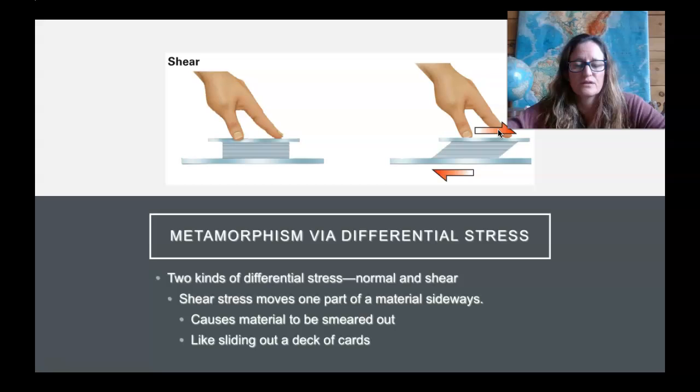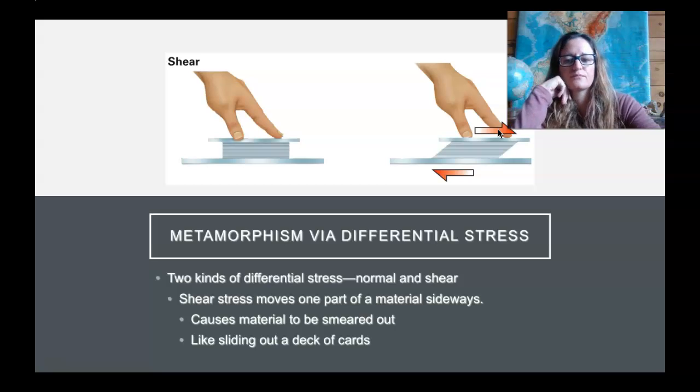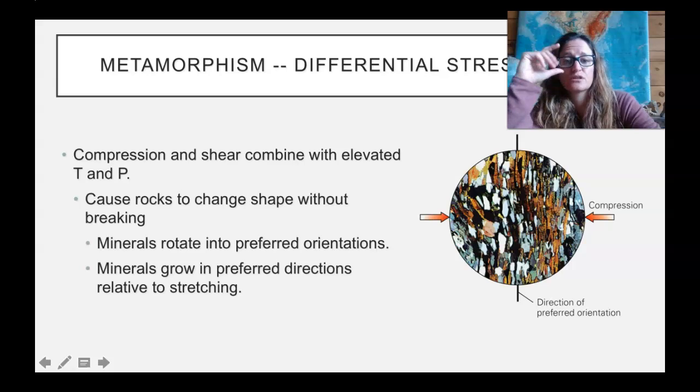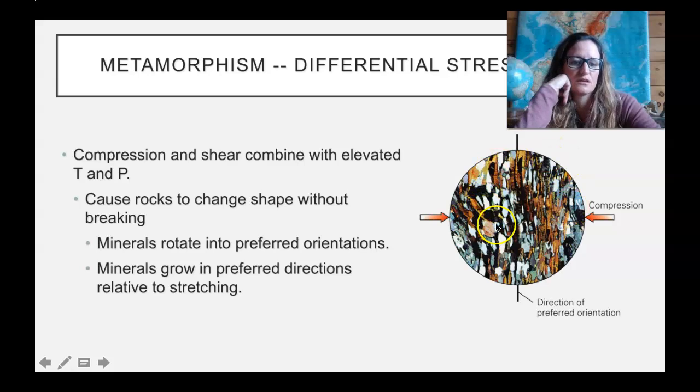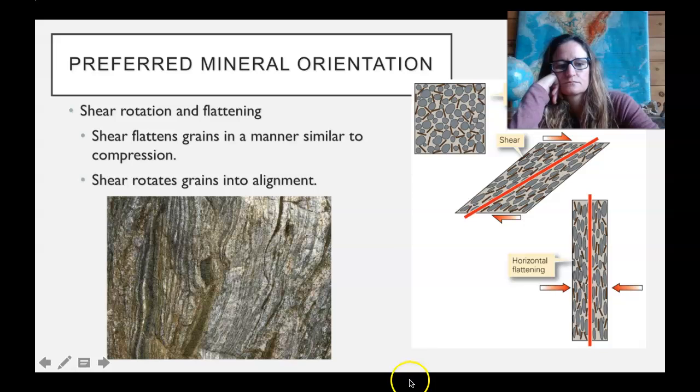Differential stress. So we can shear the rocks. We've taken a stack of cards and sheared those cards. The normal stress would just be like this, and the shear would be like this. The shearing motion and those differential stresses can create these texture changes. So here's that preferred orientation and the alignment of those mica grains. Here are some images of shearing.